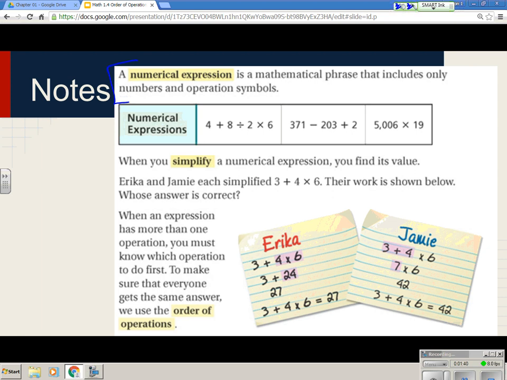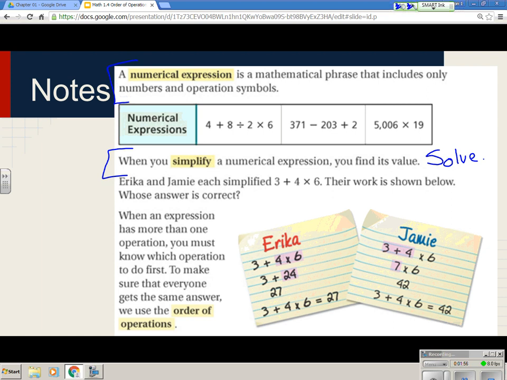What you're going to do for these is you're going to simplify, and you're going to see this word a lot through the rest of the year. Simplify just means find its value, or the other word you usually see is solve. That would be its synonym, solve. So here's a scenario you need to look at.